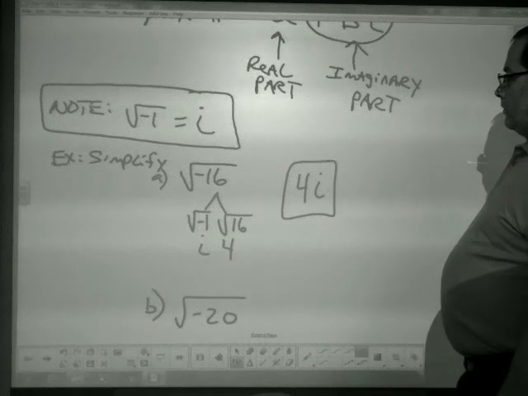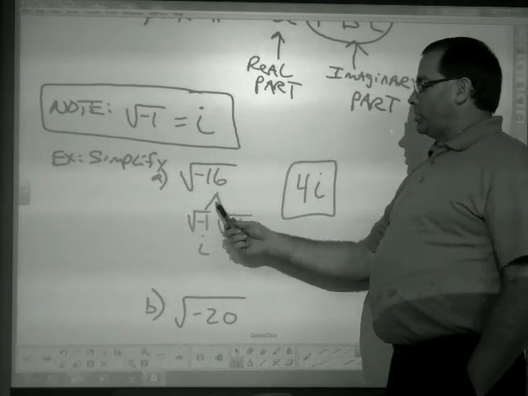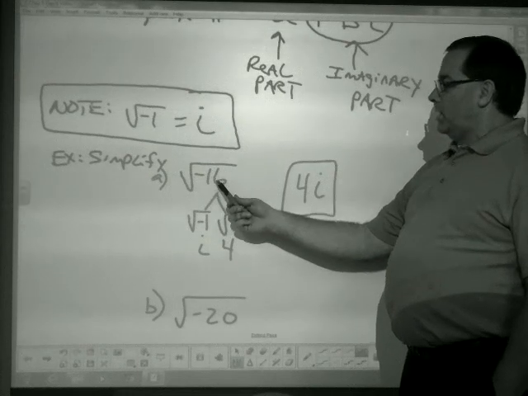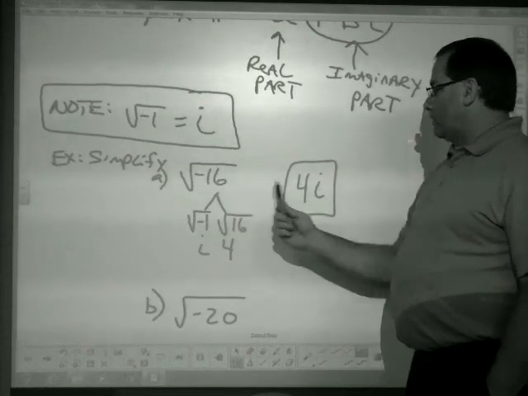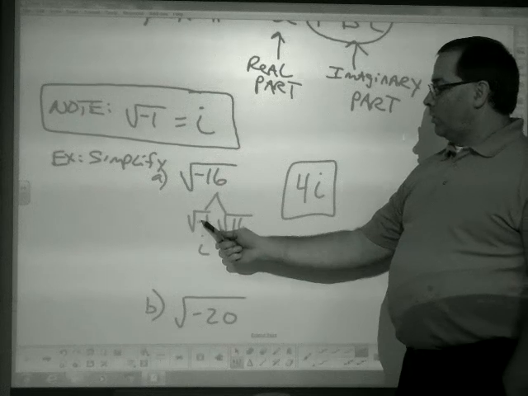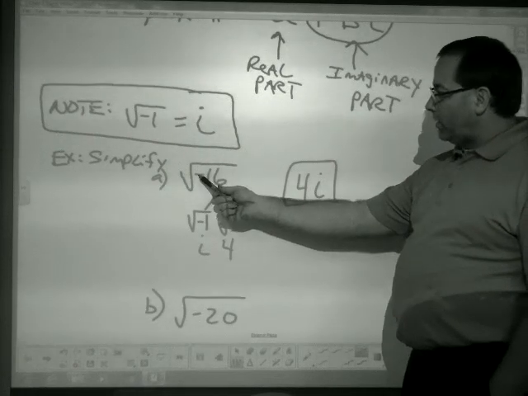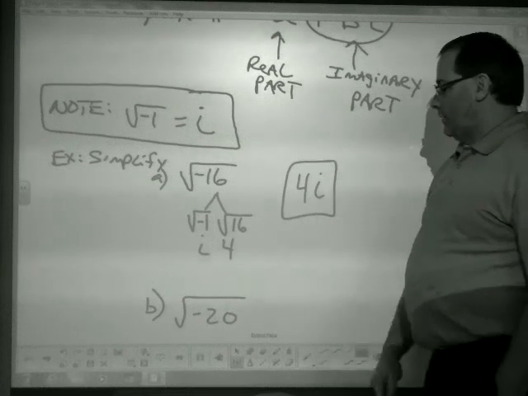So we don't really have to show this too much after the first one, because as long as you can see that square root of 16 is 4, negative is always going to give me an I, you don't really have to show that you pulled out the square root of -1. Just know that if negative is in here, I can pull it out as an I.